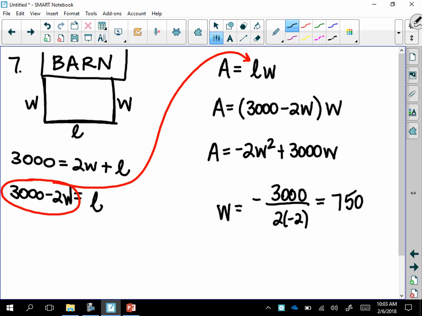Is it different than what you found in number 6? Yeah, larger? Yeah, it's significantly larger. Good. And you can see that if you plug W in over here, the length would actually now be 150. So it's going to be a much longer rectangular field than what we had originally, since we had more fencing to use with just 3 sides.